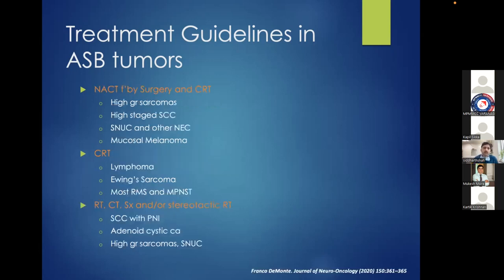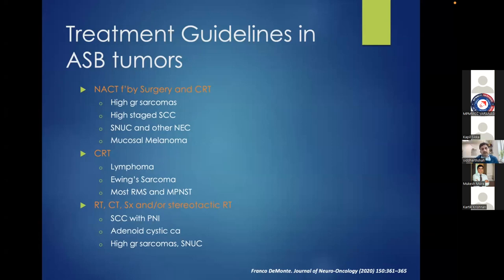There is a select group of patient histologies where you have to use induction chemotherapy in the initial treatment, and those are high-grade sarcomas, and high-grade or high-stage squamous cell carcinomas where there is perineural invasion, possibilities of orbital invasion, or extension transcranially into the cranial cavity, SNUC and other neuroectodermal cancers, or mucosal melanomas. They are the set of tumors where you would like to use neoadjuvant induction chemotherapy in the initial phase to have its benefit. We'll discuss that in the next slides.